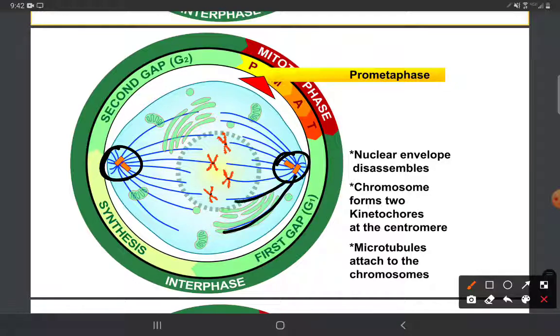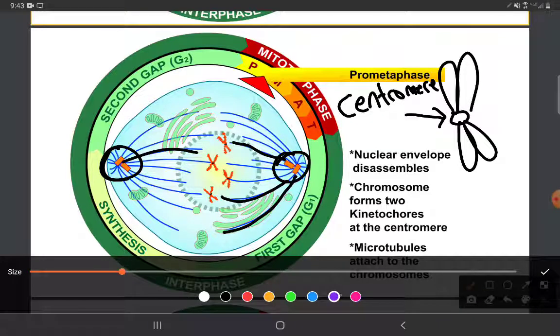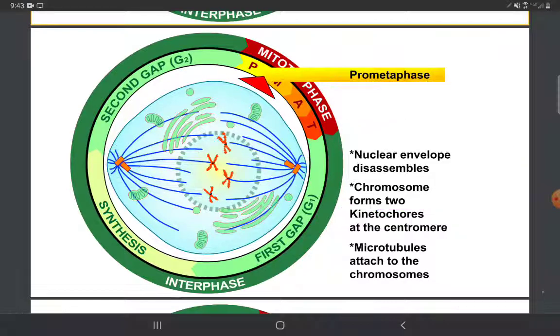Microtubules will start to reach out toward the chromosomes, where they will grab them in a particular place. The center of a chromosome is called a centromere. The two places that will be grabbed are called kinetochores. Kinetochores will be grabbed on both chromatids by the centromere.